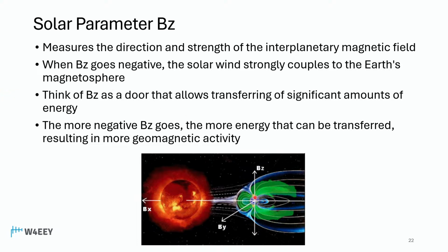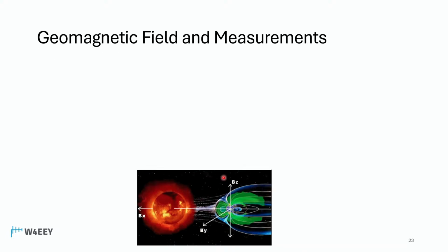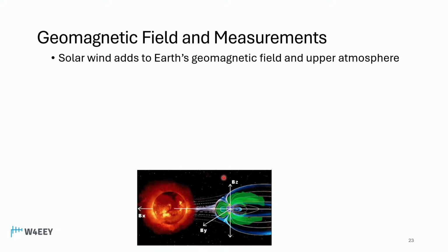So here's our bar magnet, the Earth, and all of this stuff coming at us is the solar wind. So, some measurements. The solar wind adds to the Earth's geomagnetic field. The Earth has a geomagnetic field by virtue of being a magnet itself, but that magnetic field is disturbed when we add charged particles from the sun.